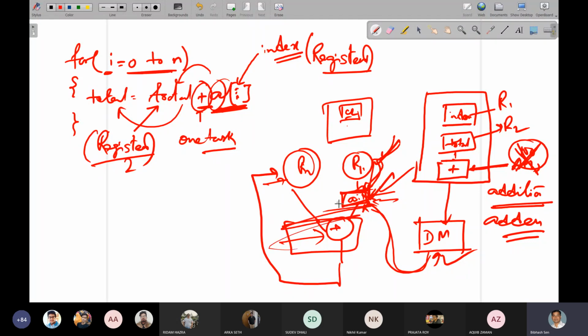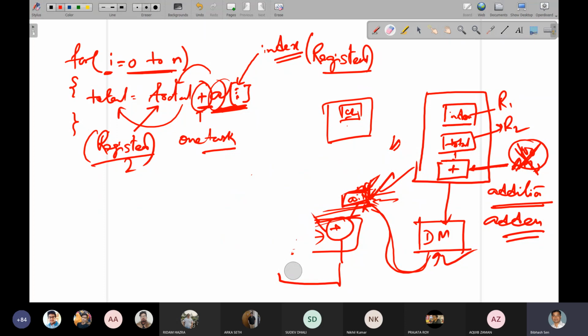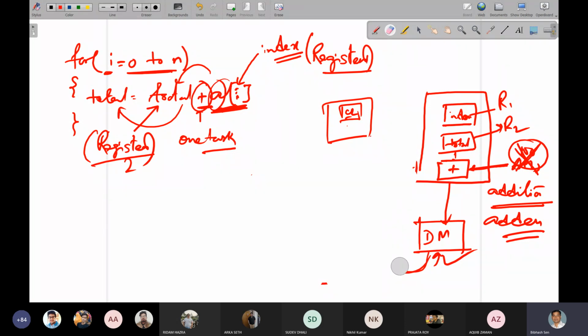Are you getting my concept? Is it clear or not clear? What I am telling, is it clear or not clear? Tell me, otherwise when I start designing the single processor, a very critical problem will happen. Can you explain the last part once again?